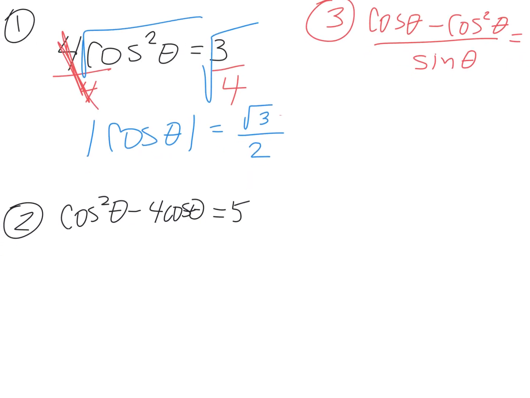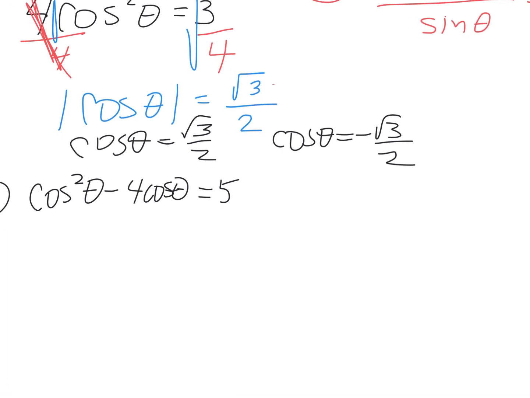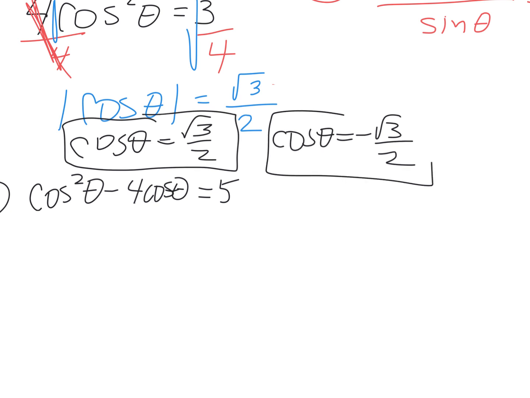And then that gives me 2 equations. One of them where cosine theta is positive square root of 3 over 2. And one of them where cosine theta is negative root 3 over 2. So then that gives me 2 triangle setups. That'll give me 2 answers, and that'll give me 2 answers. So do you get how that problem had 4 answers?